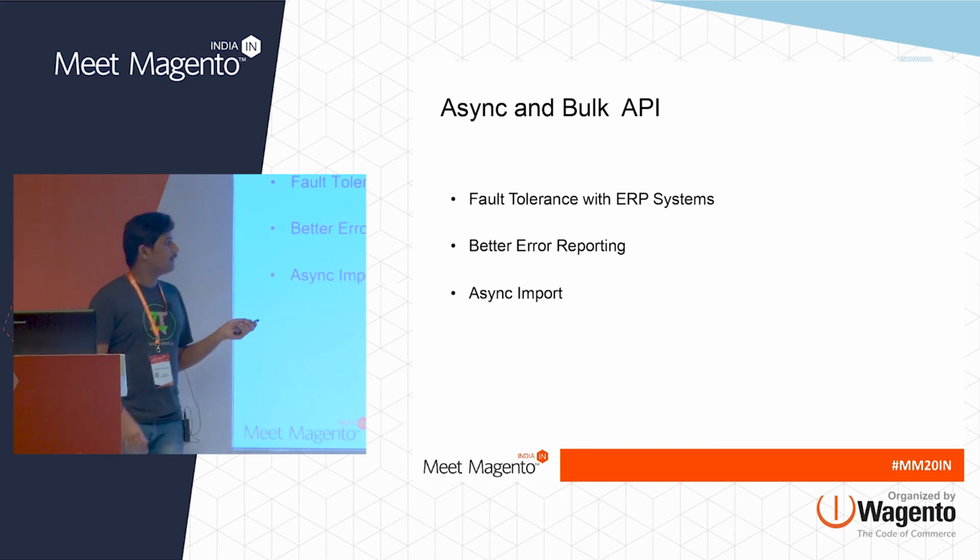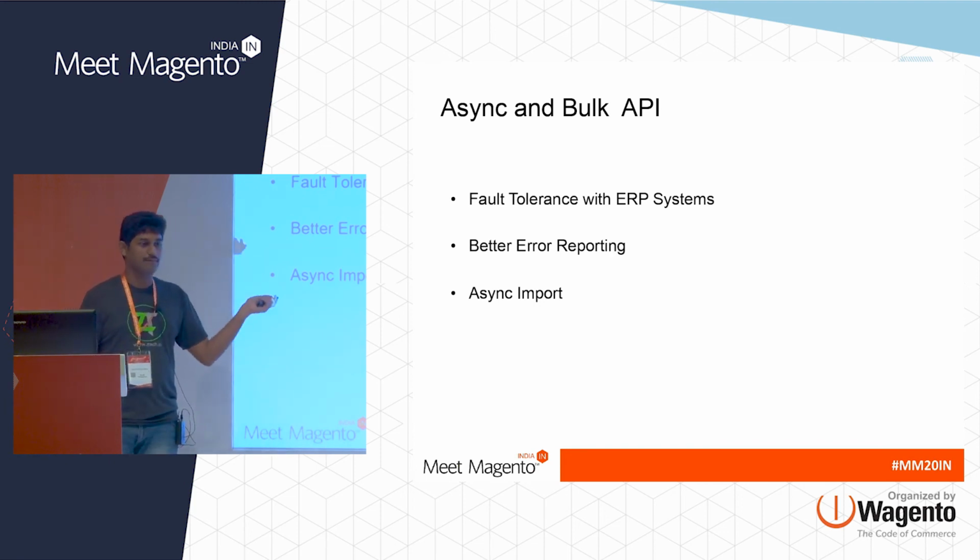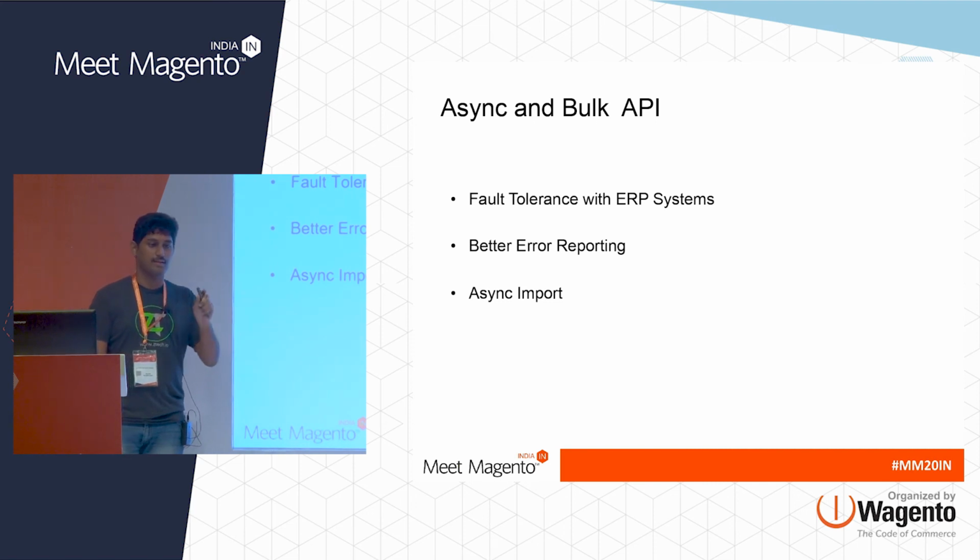So what are the benefits of async and bulk API? You will get fault tolerance with the ERP system. If your ERP fails, or your API doesn't hit properly, you will note it via the status API. And there is better error reporting with async APIs. You will get the UUID, and if you pass the UUID to the API, you will know whether the process was done correctly or not.